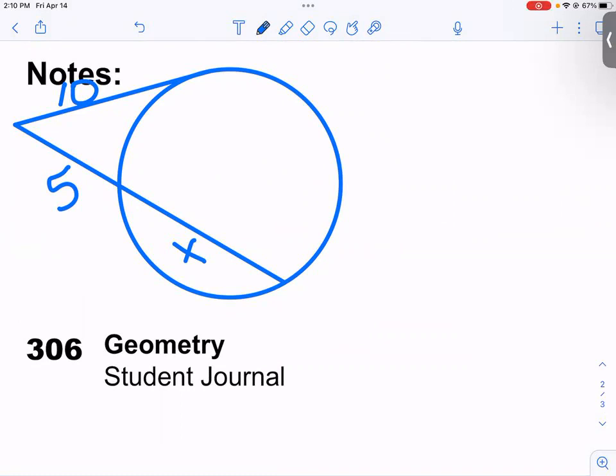Hold on. There's nothing that's 20. X equals 20. Oh, x equals 20. No, it doesn't. Just shh.